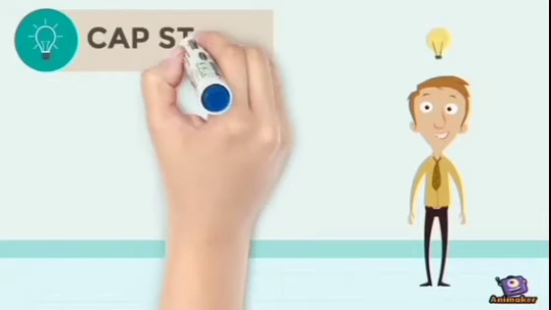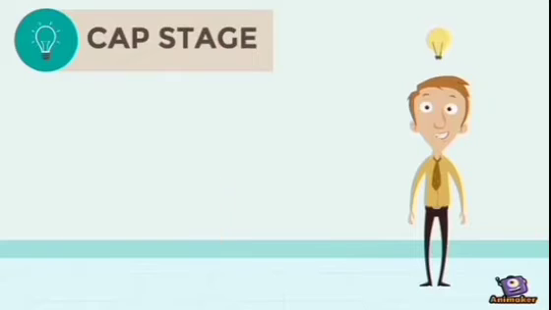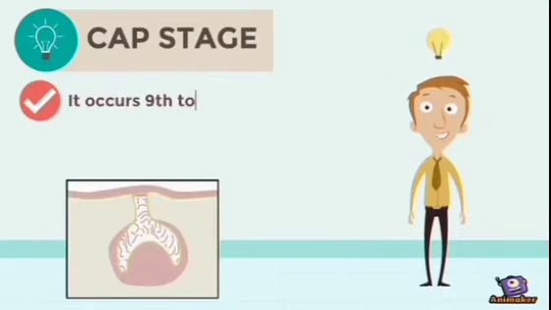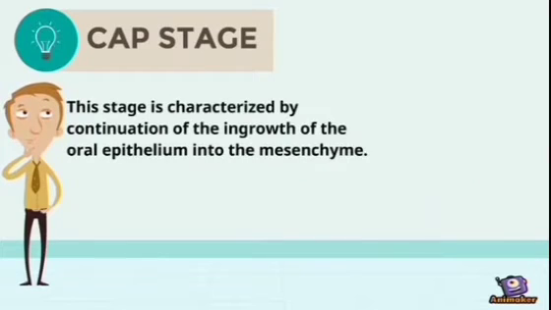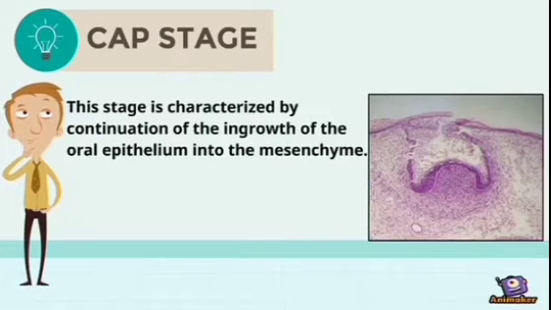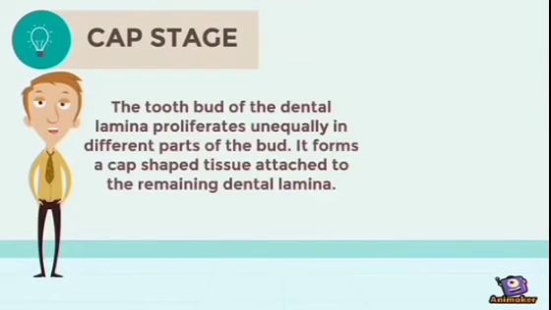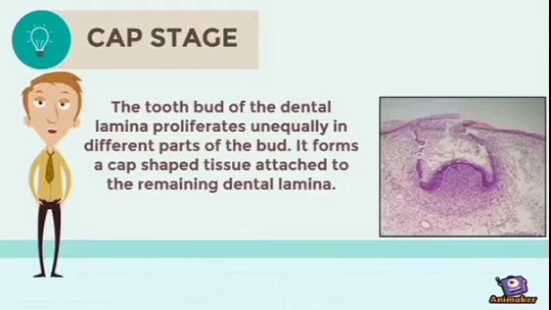The cap stage is the third stage of odontogenesis. It occurs 9th to 10th week in utero. The main processes involved are proliferation, differentiation, and morphogenesis. This stage is characterized by continuation of the ingrowth of the oral epithelium into the mesenchyme. The tooth bud of the dental lamina proliferates unequally in different parts of the bud. It forms a cap-shaped tissue attached to the remaining dental lamina.